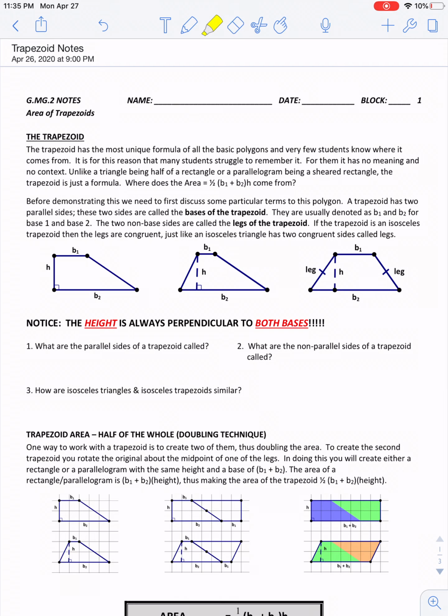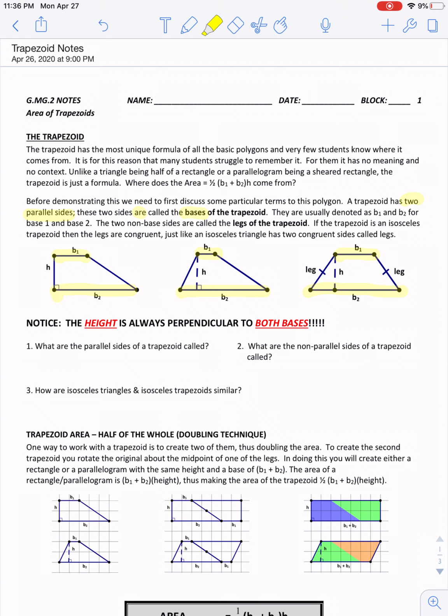For a trapezoid, the 2 parallel sides are the bases. So it's always the 2 sides that are parallel, or the 2 sides that will never intersect. We have them here and here, there and there, there and there. For those three examples they give us right there, it's the top and bottom.